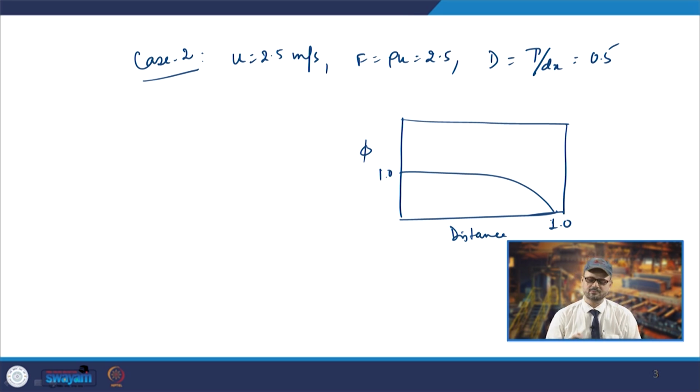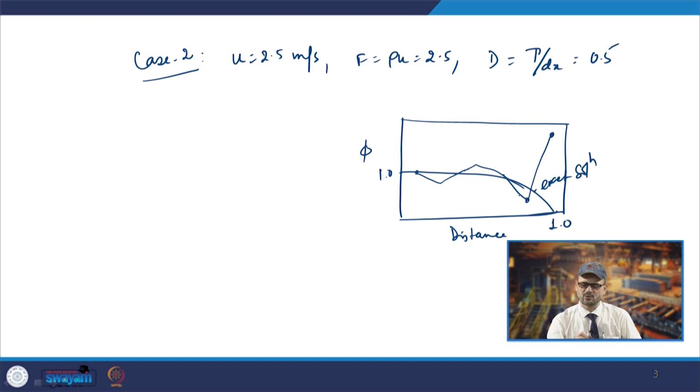Now, in this case this is your exact solution, and if you try to do it through the central differencing for this condition, the result which is found comes like this. What you see is that this result is very much far from the exact solution. So, the value is somewhere under predicted and somewhere over predicted.